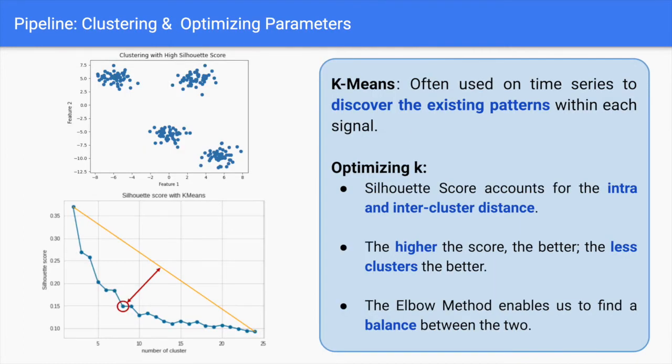Thank you, V. So to perform our clustering, we decided to use k-means, which is an algorithm that is often used on time series to detect existing patterns. So we thought that it fit particularly well the purpose of our research. However, it's an algorithm that needs to know how many clusters we want to obtain beforehand. This means that we need to optimize that number of clusters, and to do so, we used the silhouette score, which is a metric that accounts for the intra and inter-cluster distance, and the elbow method. Now we will see how we actually apply this on our data, and Kassie is going to take the lead on that.